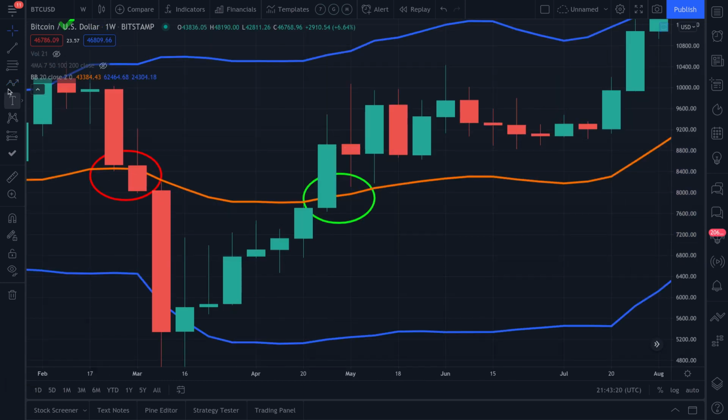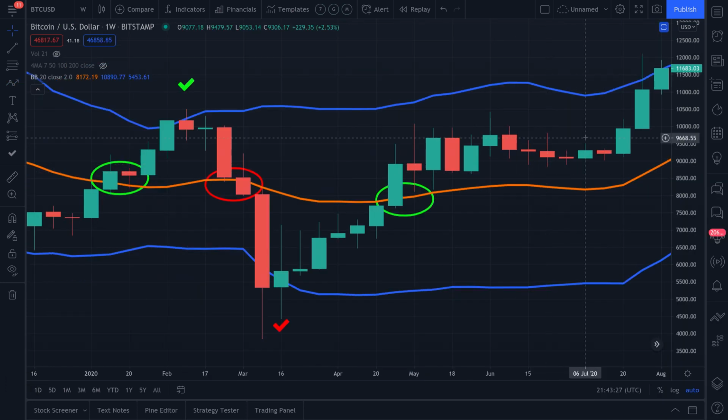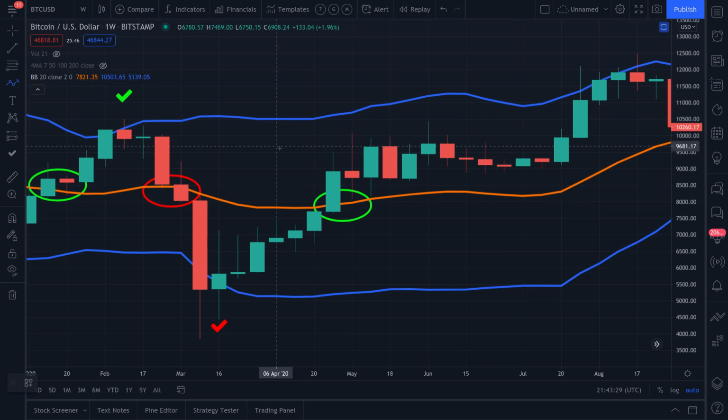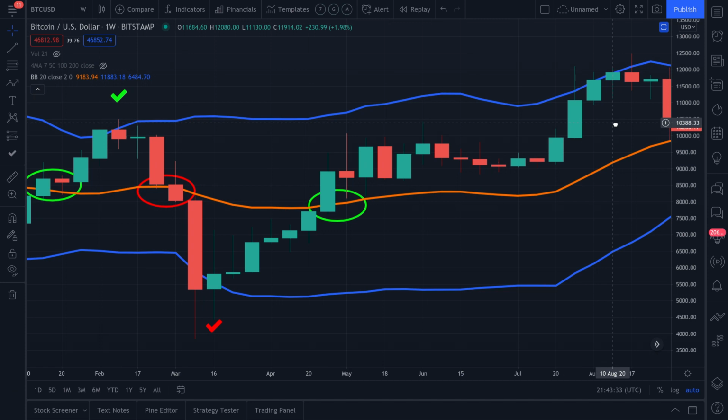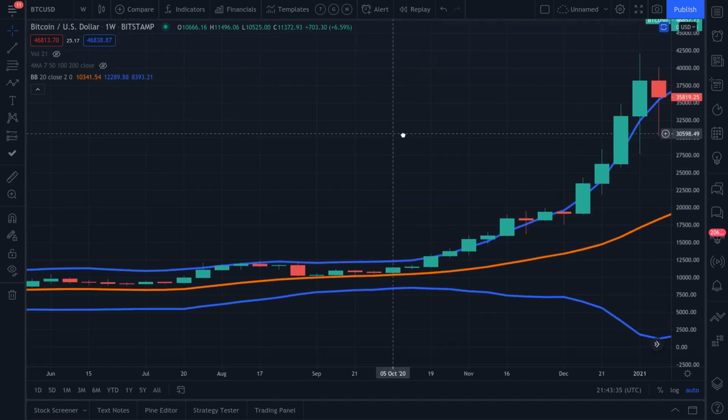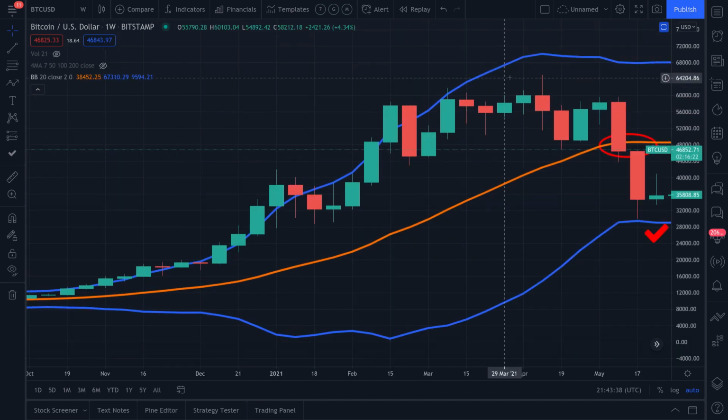Next example, green circle. This time we actually got a really nice close above that orange line, the mean average line. So it actually took some time to really have a nice move to the upside after it closed above that orange line. So a really nice bull market here until it went all the way up to 64,000.